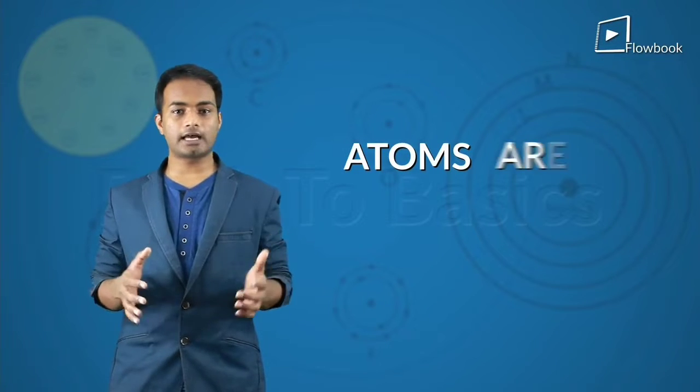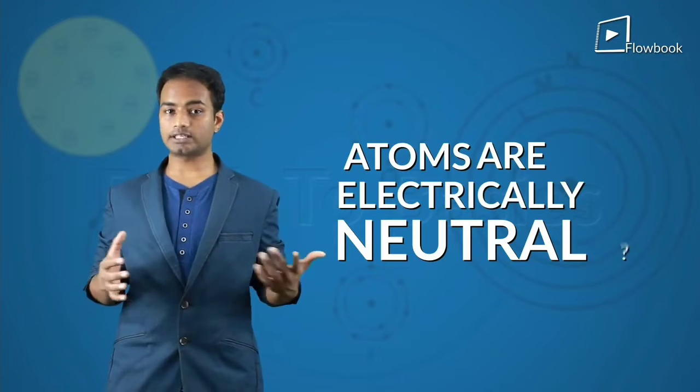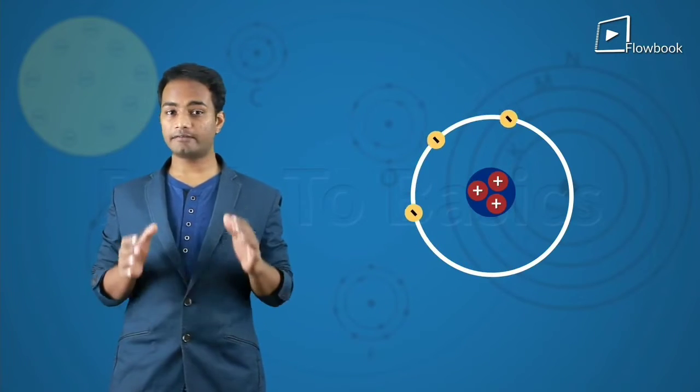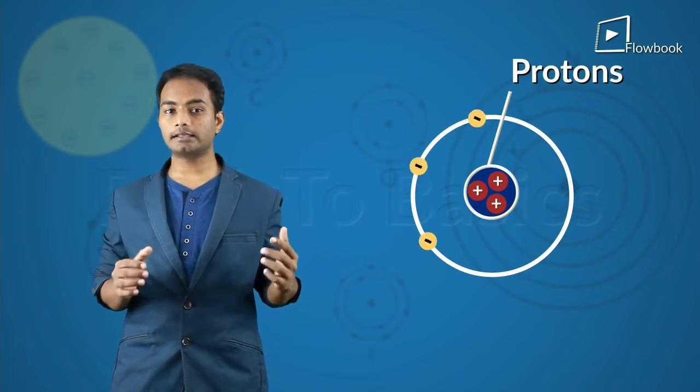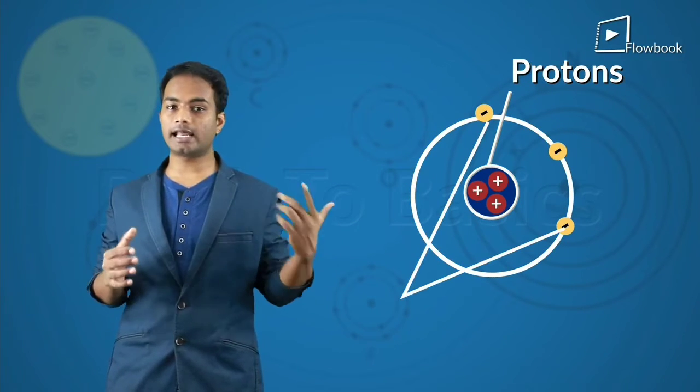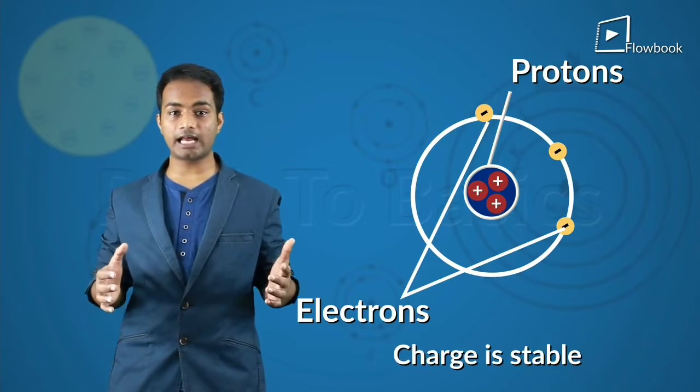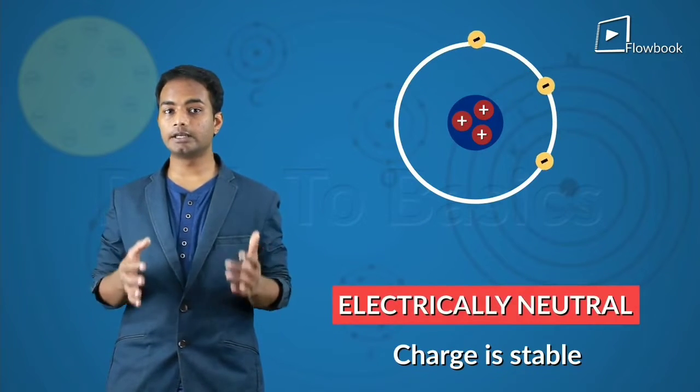You see, atoms are electrically neutral. What does that mean? That means they have an equal number of positive substances, which are the protons, and negative substances, which are the electrons. So that's why the charges are stable and they're electrically neutral. But they can't always stay like that.